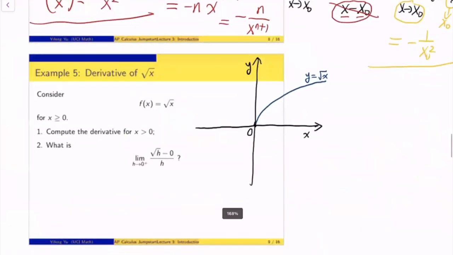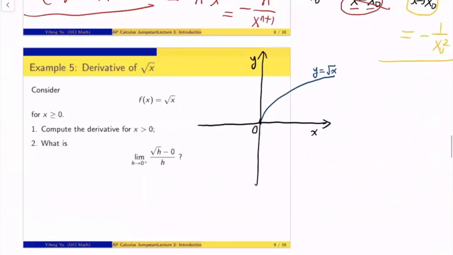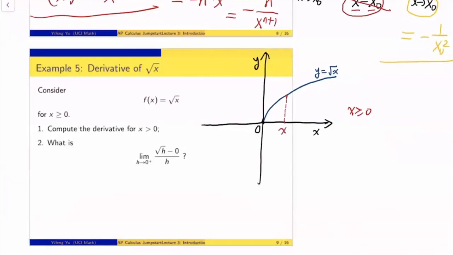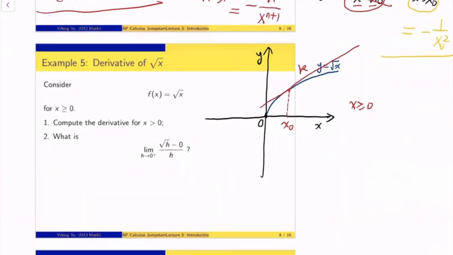Now, let's look at the derivative of the square root of x. This is the graph of the square root of x. It's defined when x is non-negative. Geometrically, we pick a point x0 here and want to find the slope of the tangent line. Let's calculate analytically.